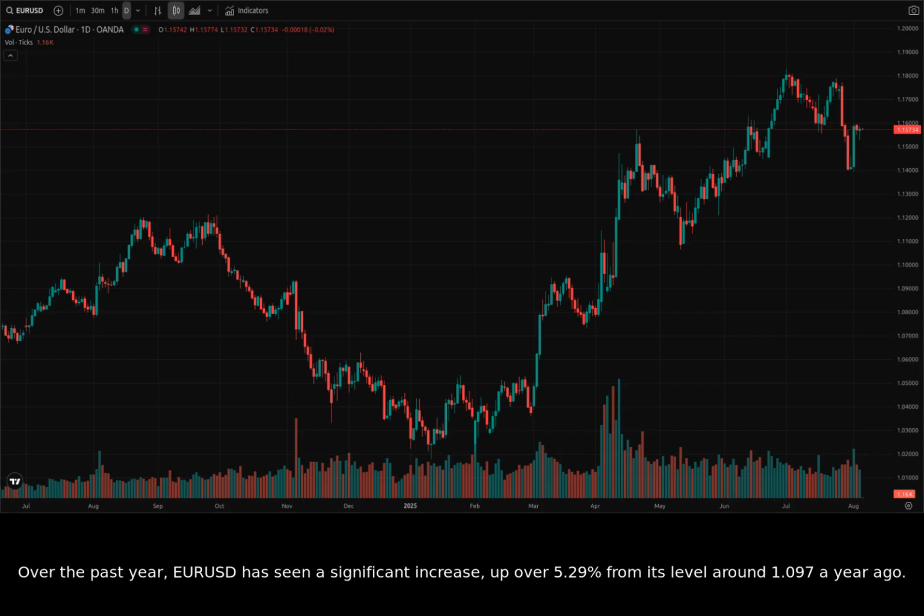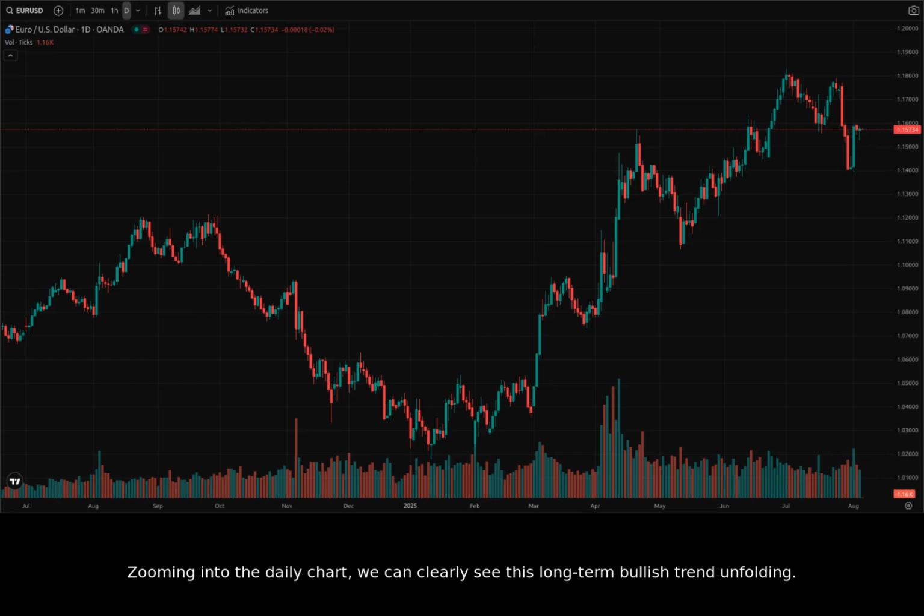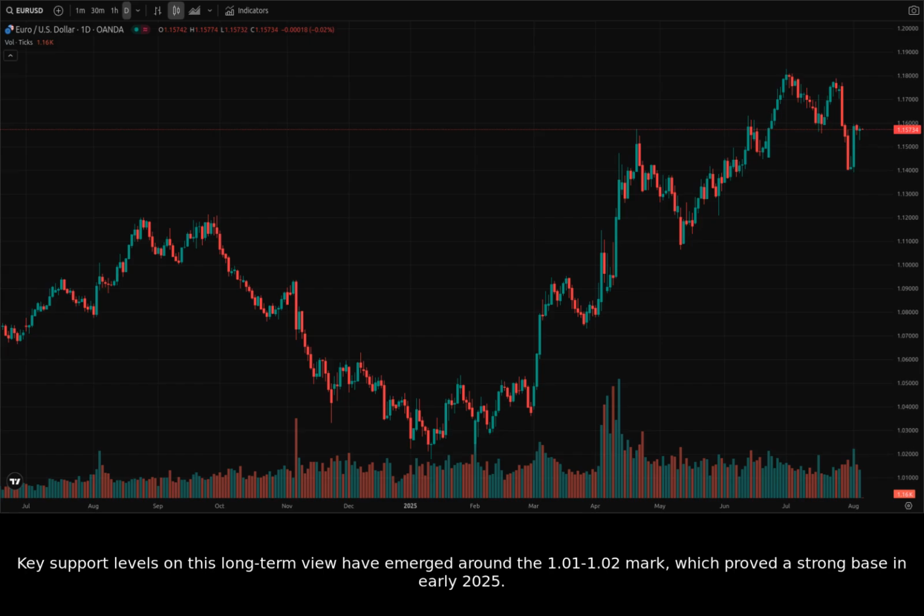However, it's crucial to put this short-term movement into perspective, especially when we look at the broader picture on the daily chart. Over the past year, EURUSD has seen a significant increase, up over 5.29% from its level around 1.097 a year ago. Zooming into the daily chart, we can clearly see this long-term bullish trend unfolding. Despite some notable pullbacks, the general direction has been upward since early 2024.